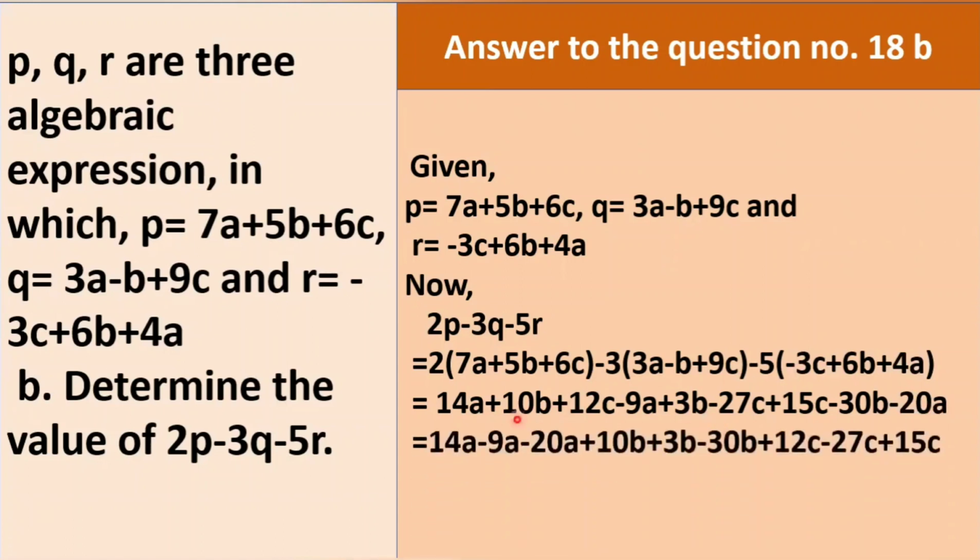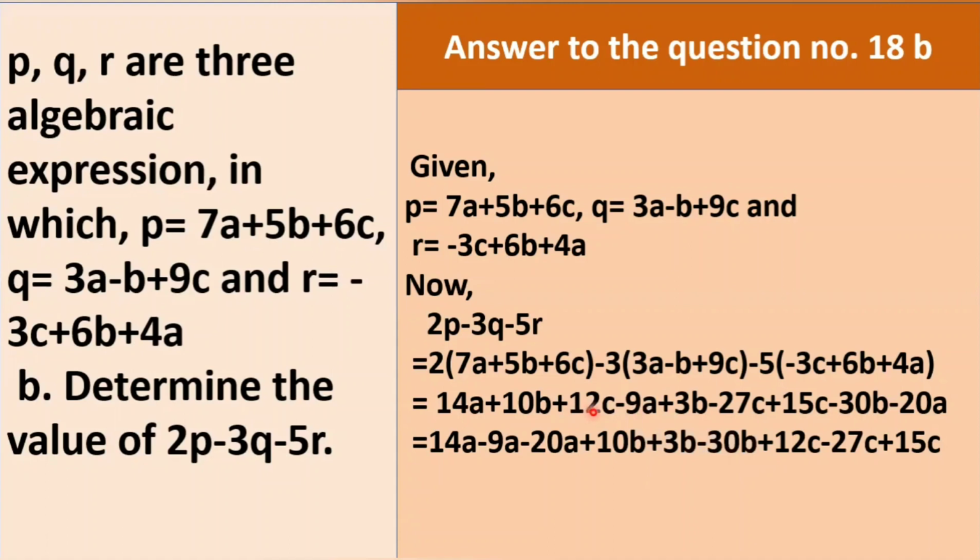In the next slide, we are going to arrange the similar terms. See, after 14a here, the similar term to 14a is minus 9a. So we write minus 9a. Then after that, there is minus 20a. So we write minus 20a. Again, here we write 10b. And after 10b, the similar term with 10b is plus 3b. And then we get here minus 30b. As the variables are the same here, we consider these three terms as similar terms. And then we go for c.